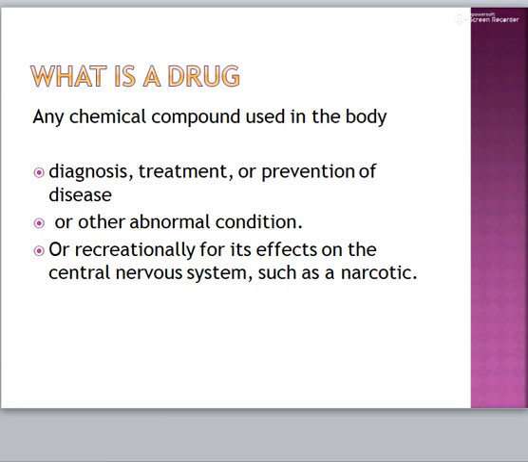Drug is any chemical compound which is being used within a body. It can be used for different purposes. Now, either for the diagnosis, treatment, or the prevention of a disease, or in any abnormal condition. To overcome that abnormal condition, we might use a drug. Or thirdly, you can use it recreationally for the effects it gives on the central nervous system, such as in the case of narcotics. And you have heard the term drug abuse.